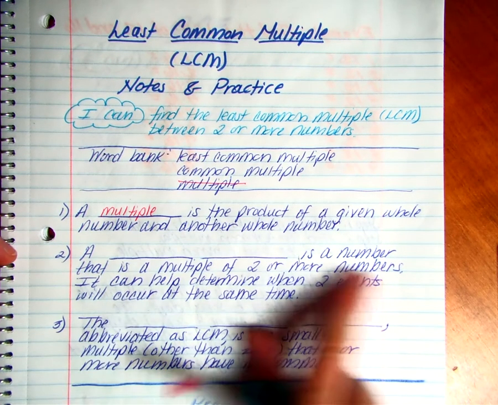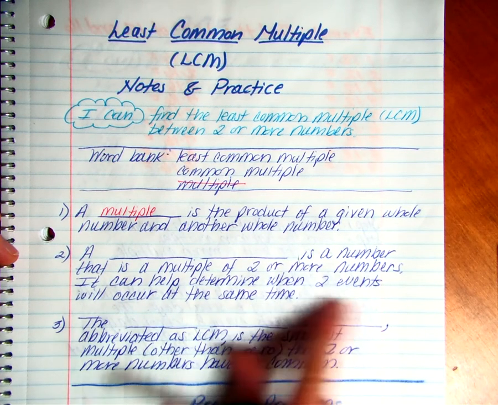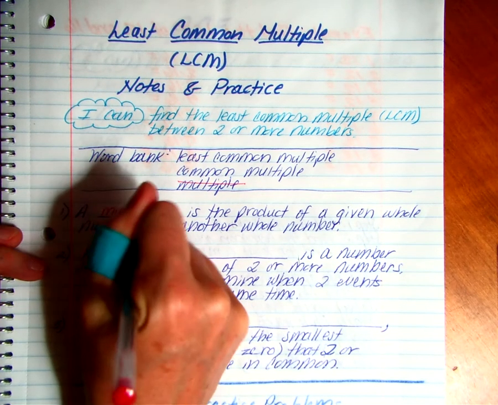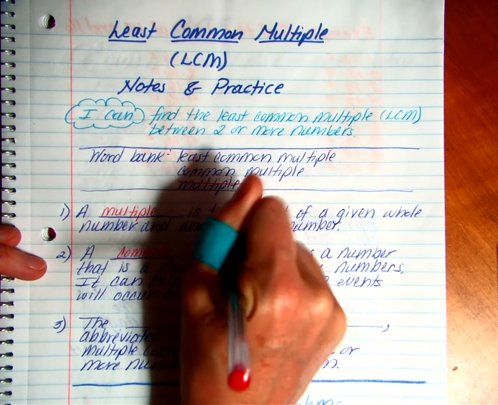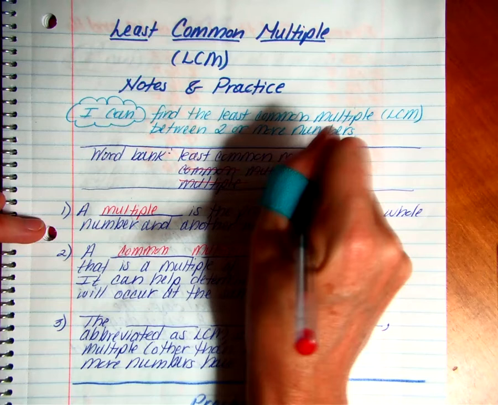A blank blank is a number that is a multiple of two or more numbers. It can help determine when two events will occur at the same time. A common multiple is a number that is a multiple of two or more numbers.